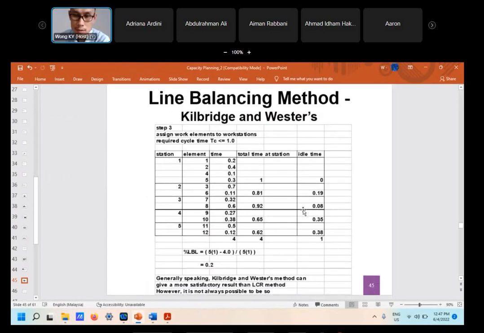Right, so you can do the same thing: calculate the idle time, and from there you can calculate line balancing loss and line balancing efficiency. If you see, the line balancing loss is also 20%. So it means the effectiveness of this method is just like the largest candidate rule, but the assignments are different. The assignment of elements to the workstations are different if you use the Kilbridge and Wester method compared to the largest candidate rule method, but the line balancing loss is the same, still 20%.